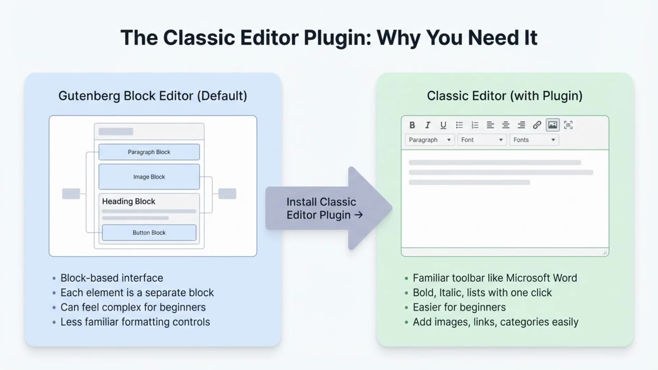The Classic Editor plugin is one of the most recommended tools for WordPress beginners, and here's why. WordPress's default editor, called Gutenberg, works with blocks. Each paragraph, image, and heading is a separate block that you drag and arrange. For someone just starting out, this can feel confusing. The Classic Editor, on the other hand, gives you a toolbar that looks and feels exactly like Microsoft Word. Bold, italic, headings, lists, all in one familiar toolbar.